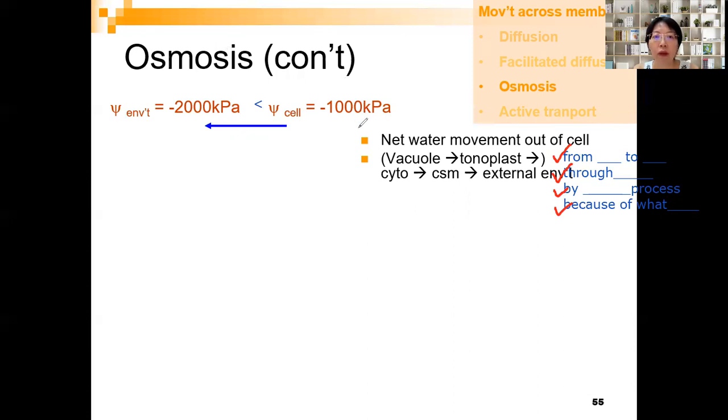Okay, so first there's net water movement out of the cell. Then from where to where? From the vacuole through the tonoplast, through means across, okay? And then to the cytoplasm and through the cell surface membrane, across the cell surface membrane, and then to the external environment, right? Through this membrane, and then to cytoplasm, and through this membrane, and then to external environment, okay? So by what process?